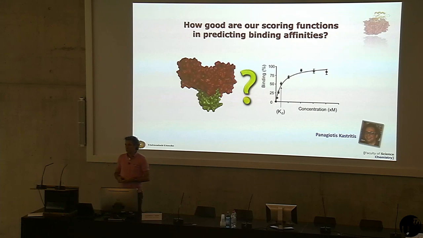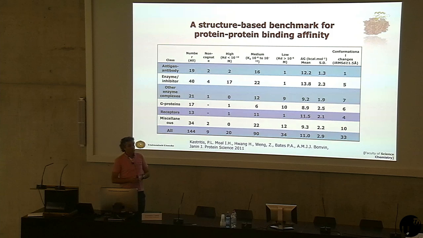So we need a benchmark for that. You need to find cases where, again, you have the free-form structure of your proteins, you have the structure of the complex, and we have binding affinity data. That's not simple to put together, because the binding affinity data tends to be buried in papers. So in a collaboration between several groups in the docking field, we put out this benchmark, and it has been updated since. Here we had about 140 entries.